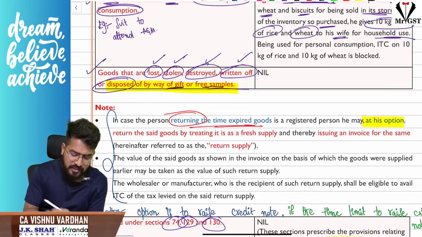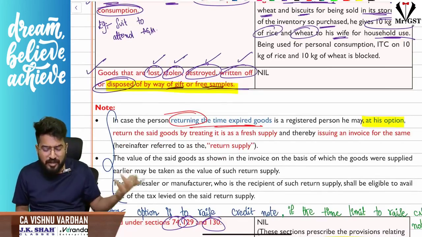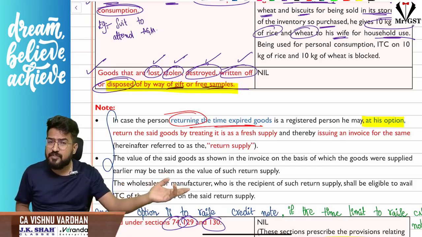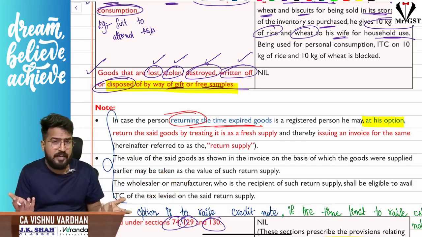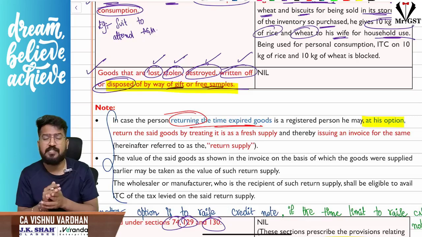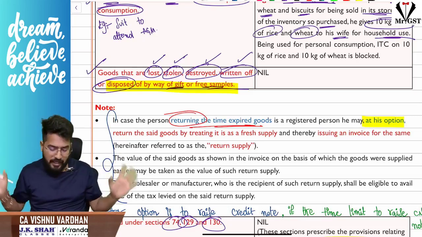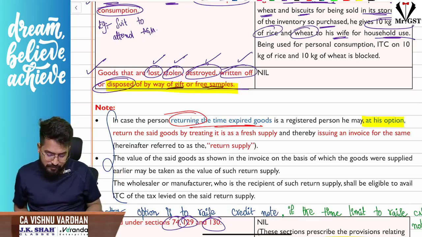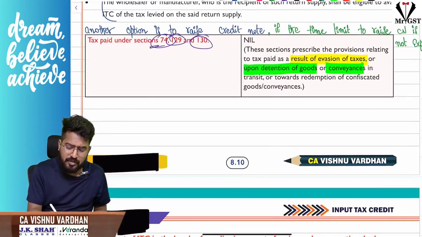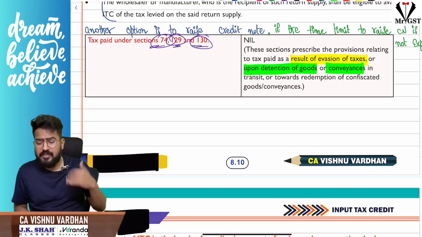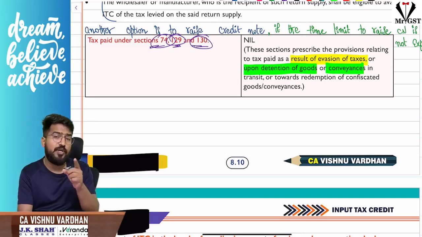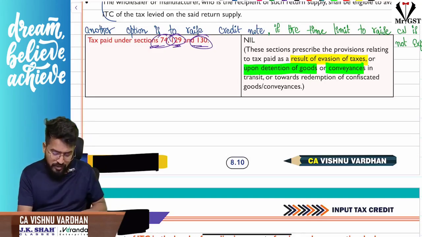Not only that, sir, any goods lost, stolen, destroyed, or written off or disposed by way of gifts or free samples. You are giving certain things as gifts to people, or you are writing off certain things, or some goods are destroyed in the factory because of fire accident, etc., those things you cannot take ITC. That is the concept, right? So here there is one more small point. Sir, if at all you are paying taxes because of section 74, 129, 130, that is because of tax evasion or detention of your goods or conveyances, in such cases that amount you cannot take as ITC. So that is what blocked credit is all about.